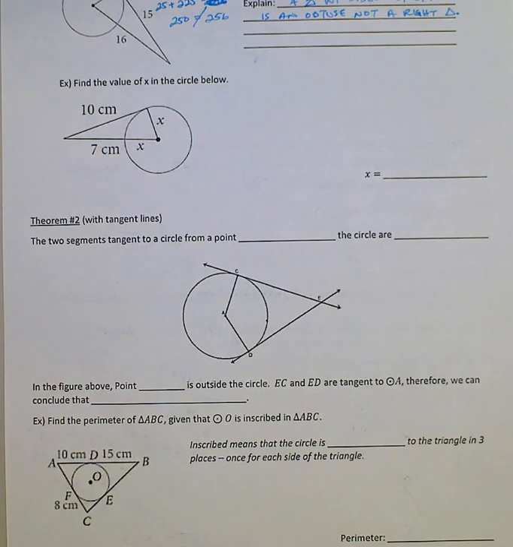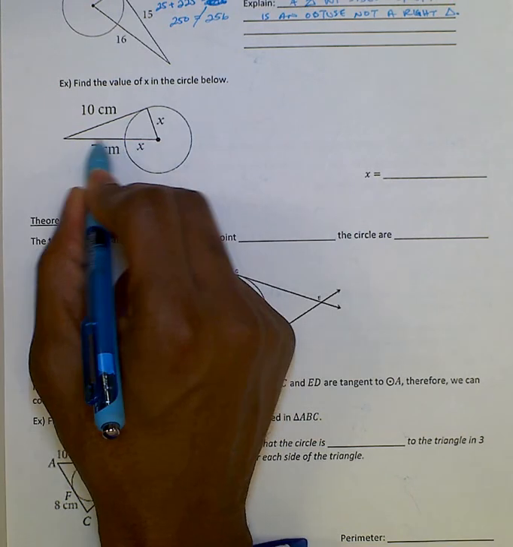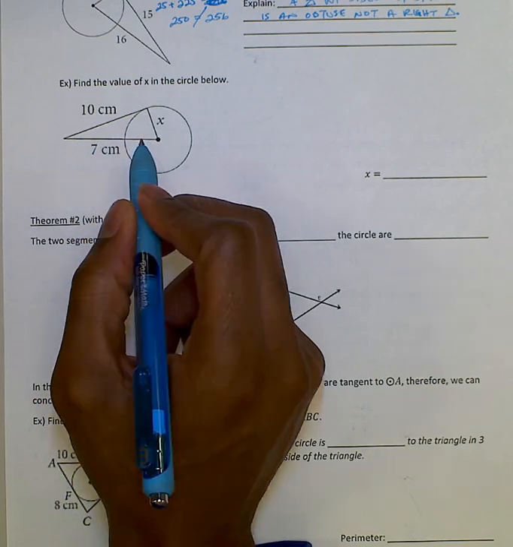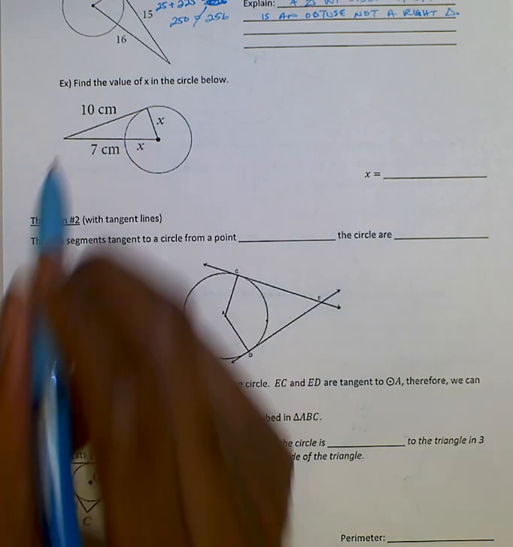Next problem, it says find the value of x in the circle below. Now, this is a little bit different than the first time we've done this on the front of the other page. Notice the first time we were given the whole hypotenuse. This time we're not given the whole hypotenuse. We're given the exterior part is 7, and then this interior part is x. So we're going to set this up just a little bit differently.